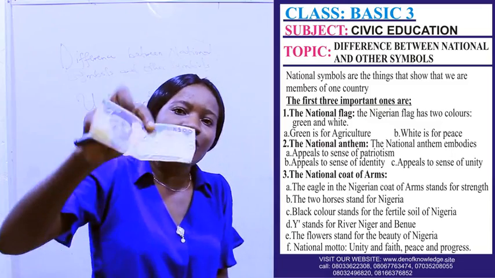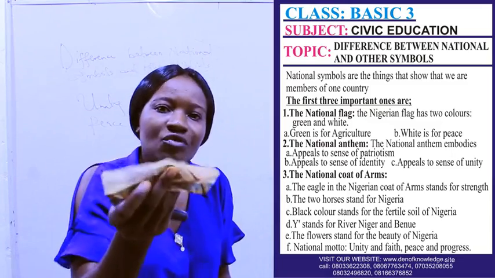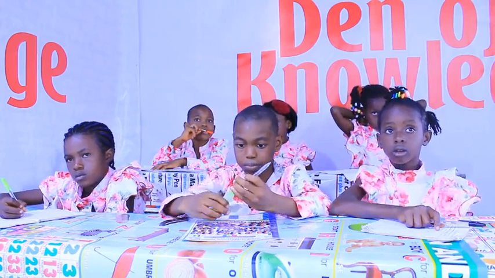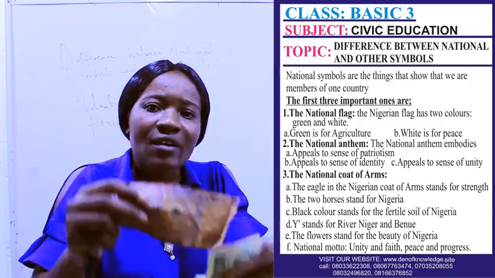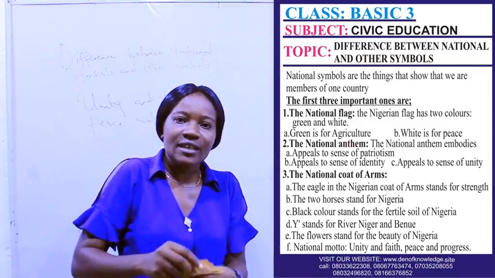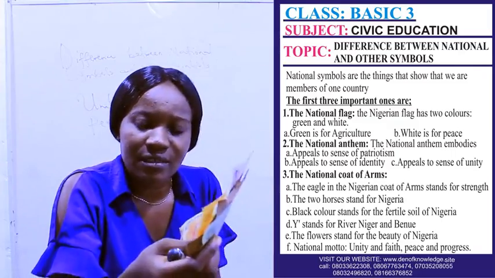We have 500 naira notes. We have 200 naira notes. We have 100 naira notes. We have 20 naira notes, and the last one is 10 naira. This is currency. Nigeria uses all these currencies.